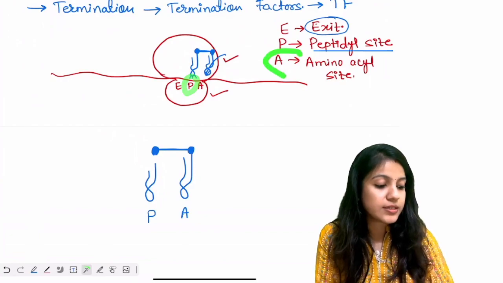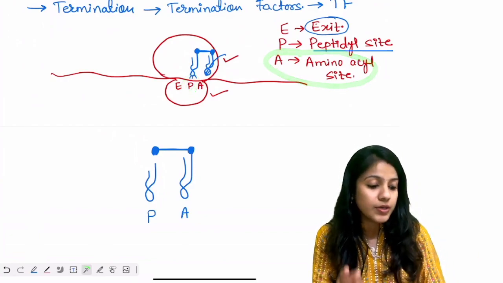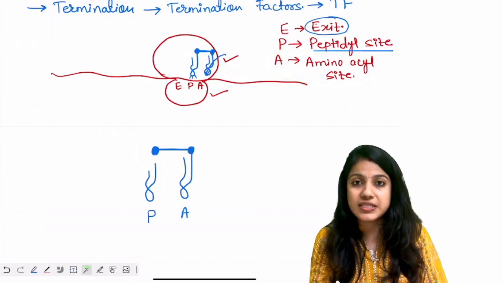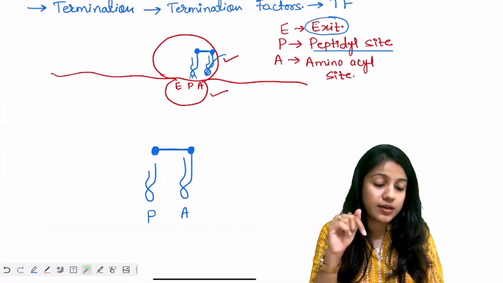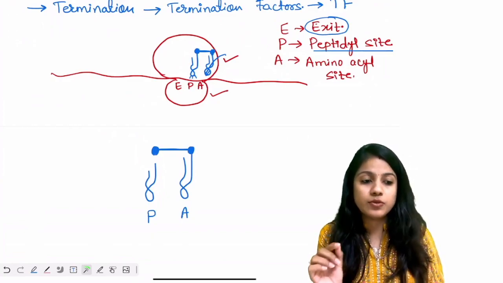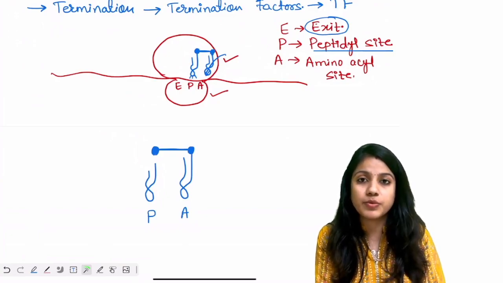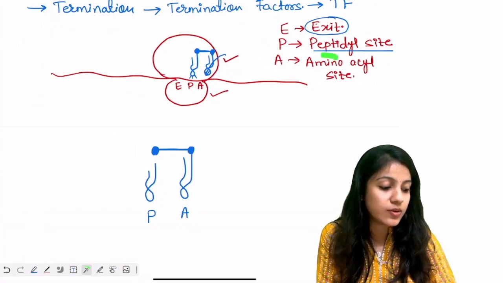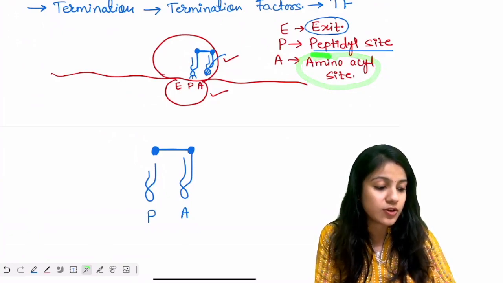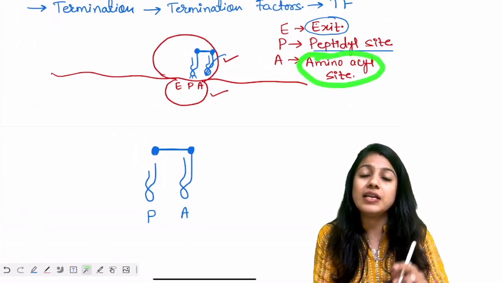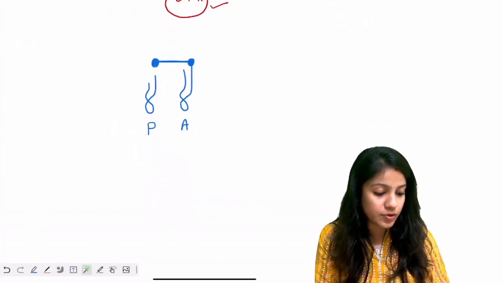Why is the A site called the aminoacyl site? Because every time now a new tRNA is coming on the A site. Only the first tRNA came and bound on this P site. Every time a new tRNA is coming and getting attached on the A site of the ribosome. So see, who is coming and attaching? Aminoacyl tRNA. That's why the site is called the aminoacyl site. Got it clear? Now, how is this ribosome moving?